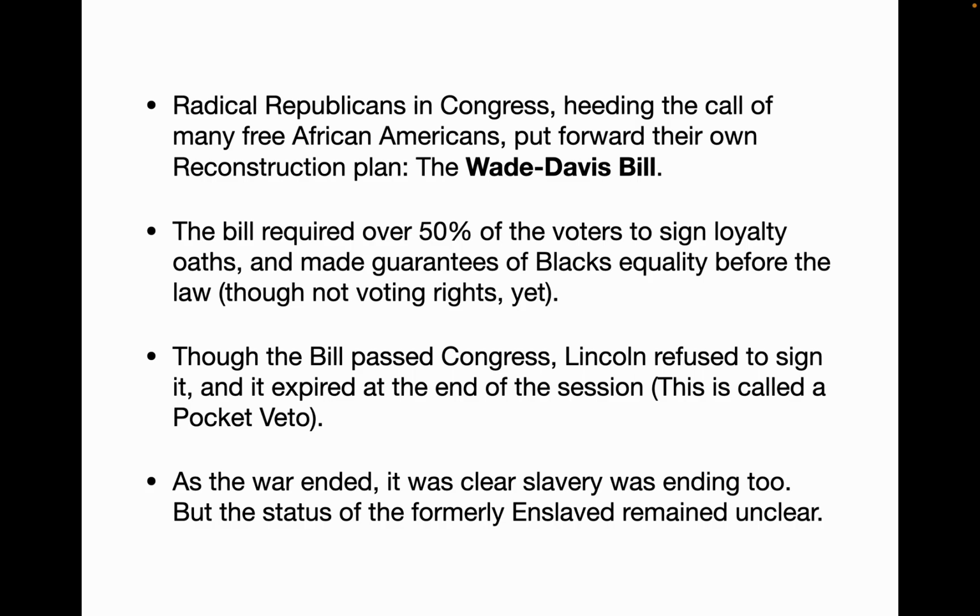However, Lincoln refused to sign it, and this was coming up right at the end of the congressional session, so it died. This is what we call a pocket veto. Basically, Lincoln put it in his pocket.